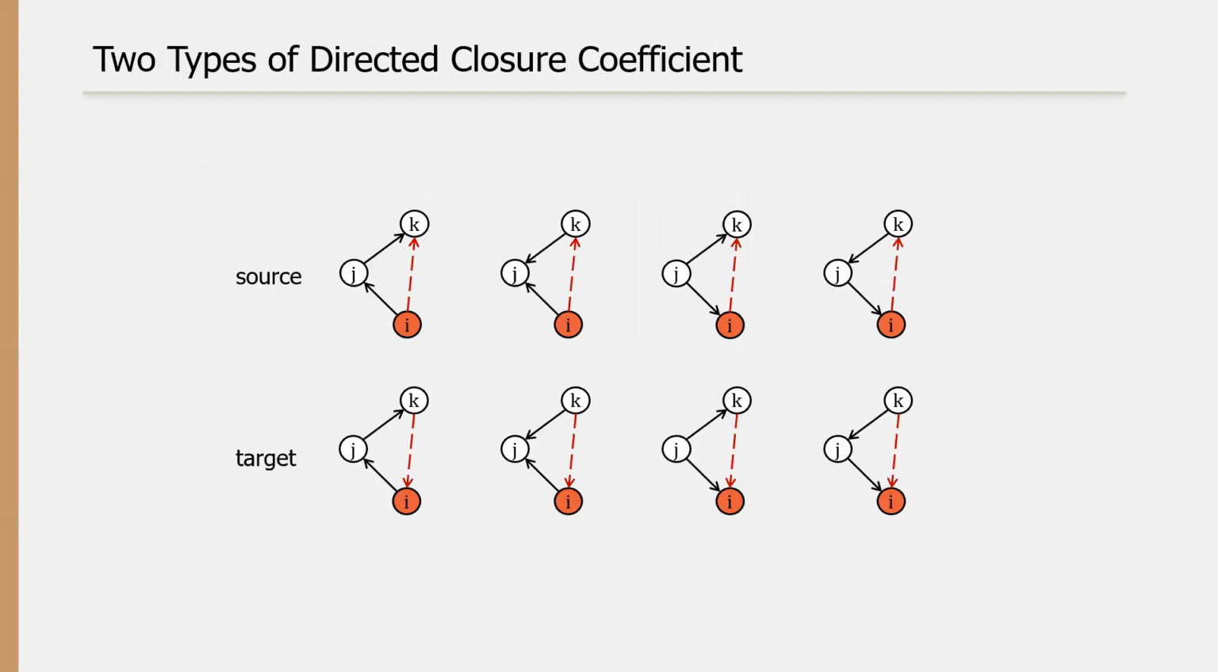To further study, we classify 8 possible directed triangles into 2 groups according to the direction of the closing edge. In the first group, the closing edge is emanating from the focal node. In other words, the focal node serves as the source node of the closing edge. In the second group, the closing edge is pointing to the focal node. Put differently, the focal node serves as the target node of the closing edge. Notice there is no such distinction when the focal node is the central node because the closing edge is not incident to the focal node.